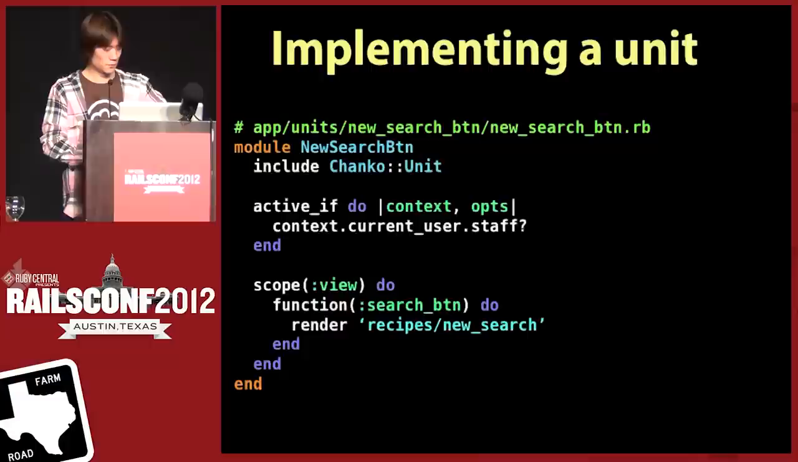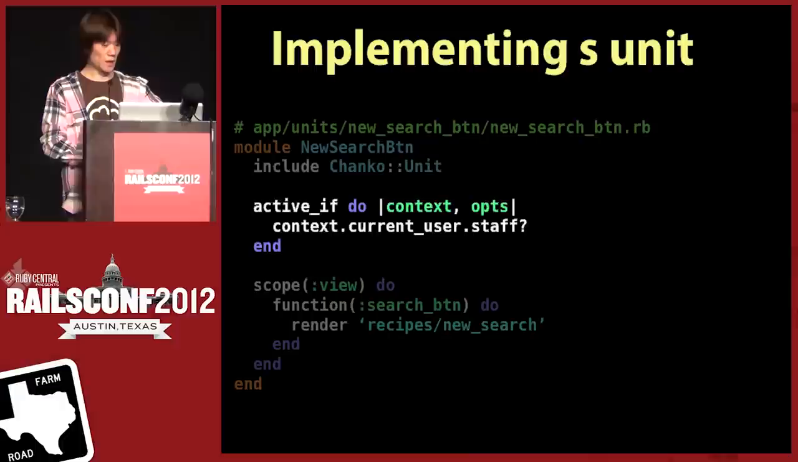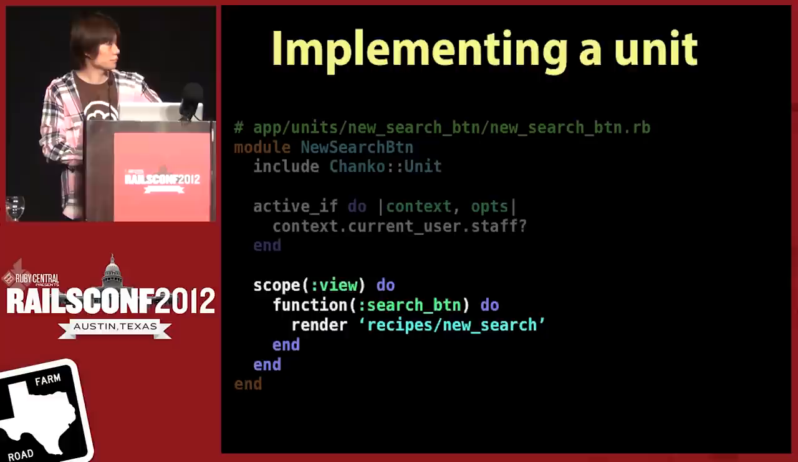After generating the template, you write code like this in the main unit script. The active_if block sets which users are able to see the feature. In this case, we have it limited to Cookpad staff. The scope block registers a function named search_btn that can be activated from a view. In this case, the partial recipes/new_search will be output only for users defined in the active_if block.